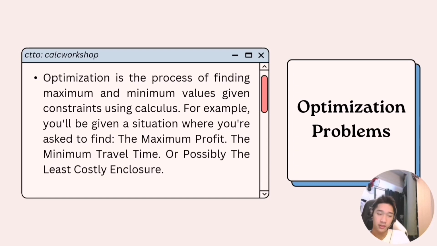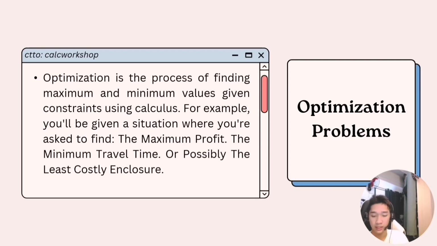Optimization is a process of finding maximum and minimum values given constraints using calculus. For example, you'll be given a situation where you're asked to find the maximum profit, the minimum travel time, or possibly the least costly enclosure.